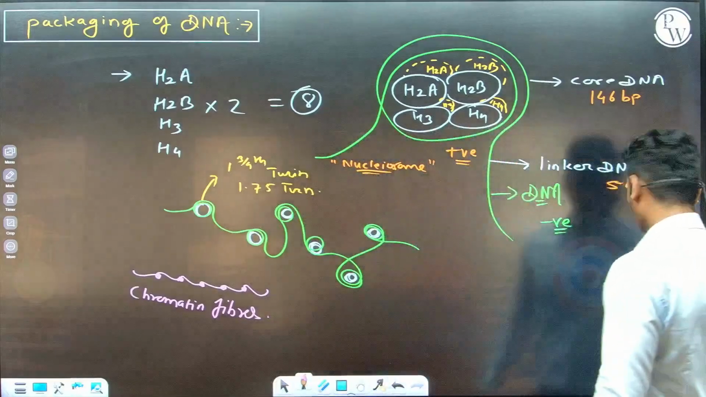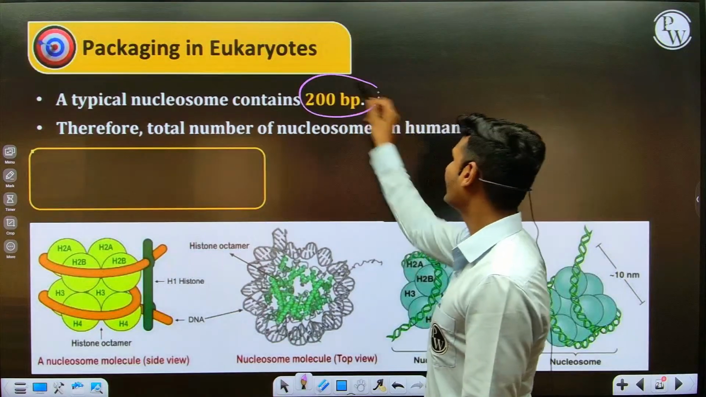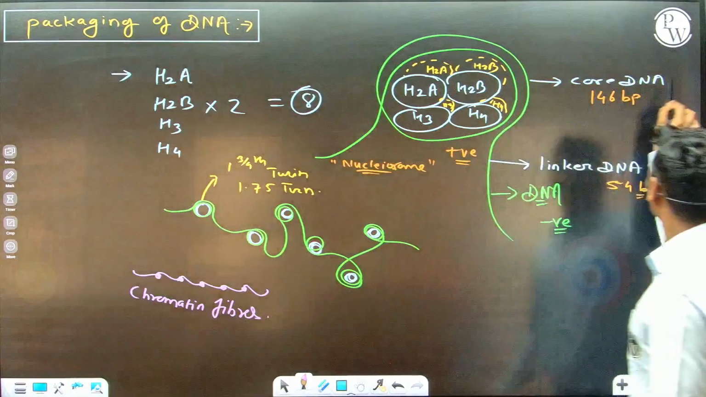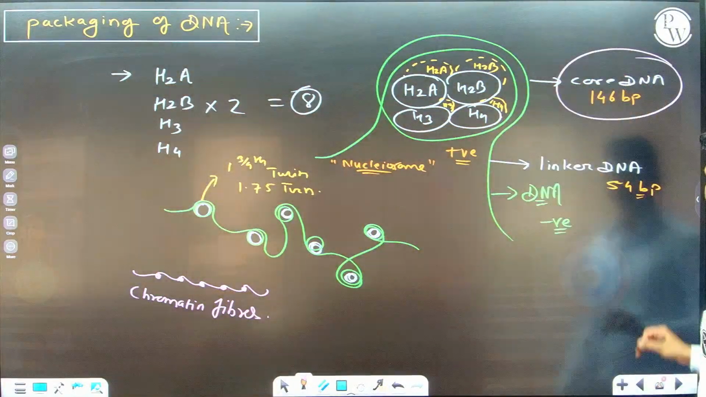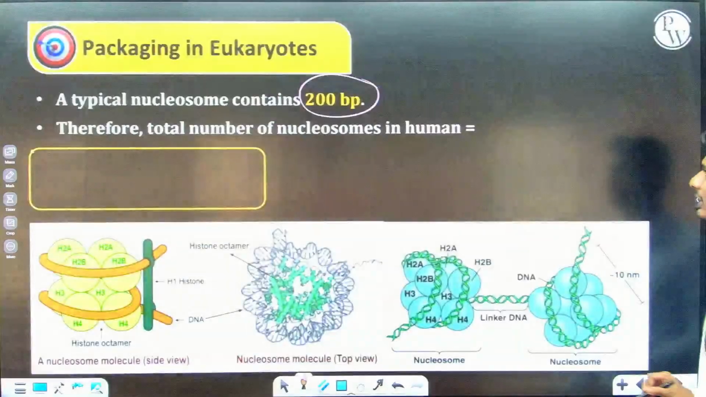Now, coming to the next point, a typical nucleosome contains how many base pair? 200. How do we calculate this base pair? Core DNA has 146, linker DNA has 54. 146 plus 54 is 200 base pair.